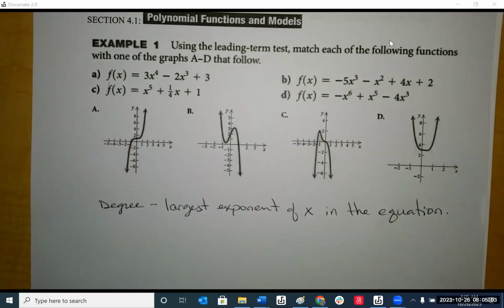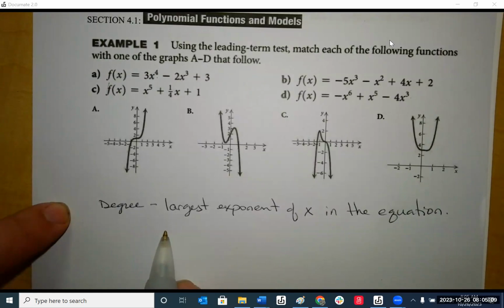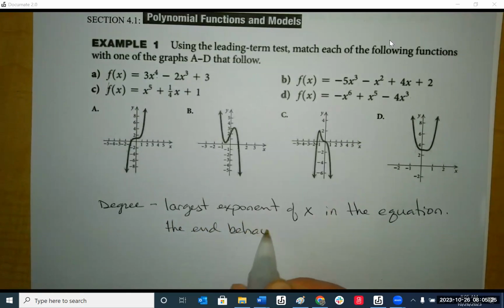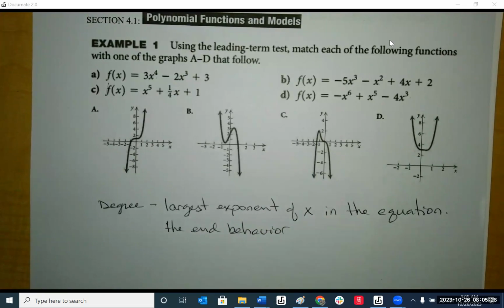What else do you look for? And okay, what does the degree tell us? What does the degree tell us? You're right. It tells us the end behavior. In other words, the direction the graph goes, both ends. So that tells us whether they both go the same direction or if they go opposite directions.